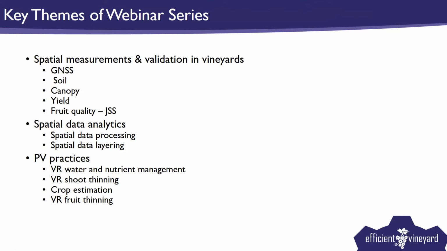Then we're going to talk about how we can implement this. So what sort of variable rate technology can we use to vary our fertilizer applications, to maybe vary our irrigation, to vary our crop management through something like shoot thinning.